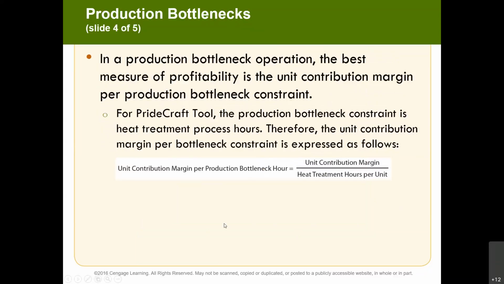So what we need to do is figure out the unit contribution margin per production bottleneck hour. In a production bottleneck operation, it's best to measure the profitability of each unit contribution per period during the bottleneck constraint. So for this company, the production bottleneck constraint is the heat treatment process hours. Of course, as you would anticipate, the longer it takes to manufacture a product, the greater the constraint is. So therefore, the unit contribution margin per bottleneck is expressed by the following. We take the unit contribution margin and divide that by the heat treatment hours in this example.